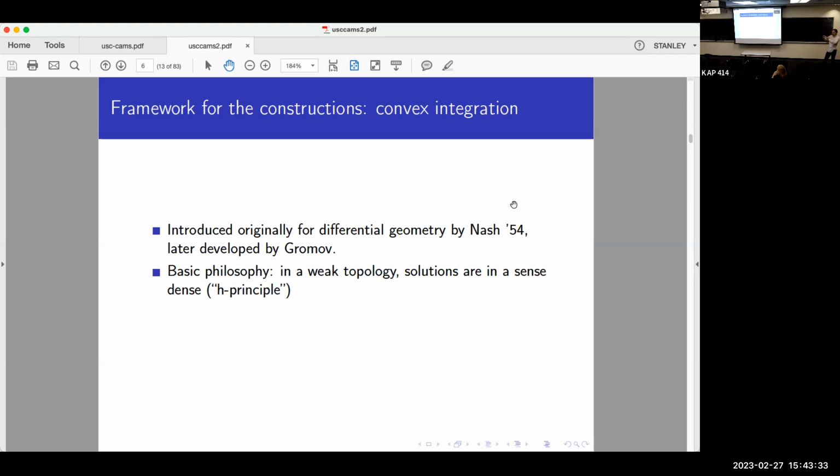So we somehow have to relax the problem. And then if you look at a low enough regularity, you show that solutions are actually somehow dense in the space of all possible solutions in a weak topology.